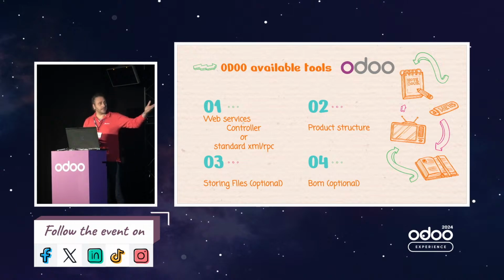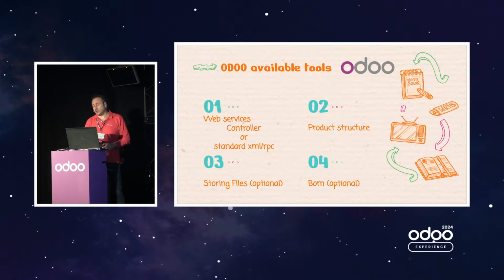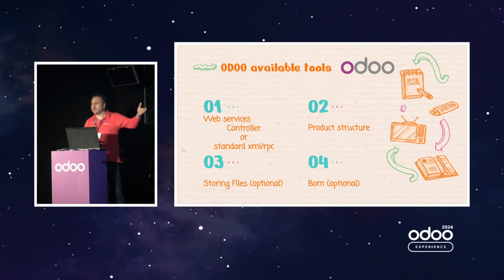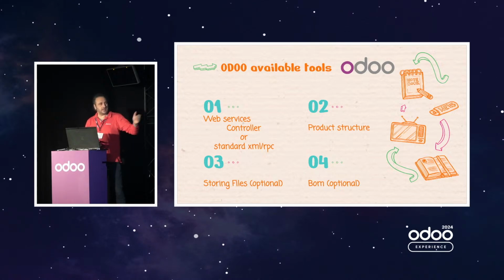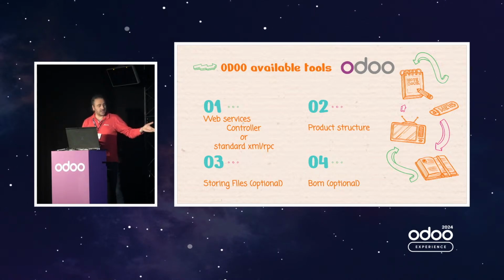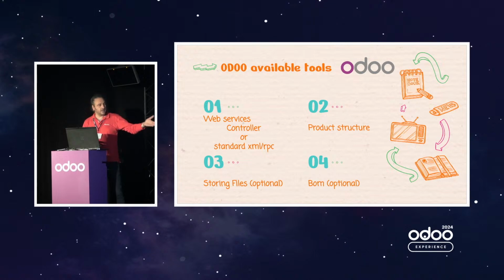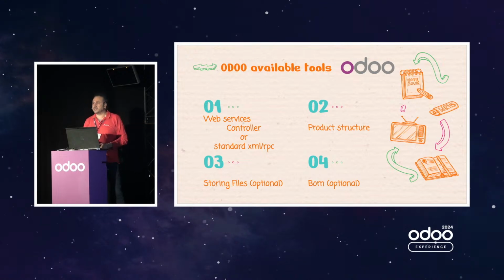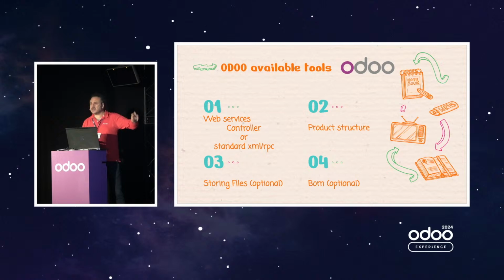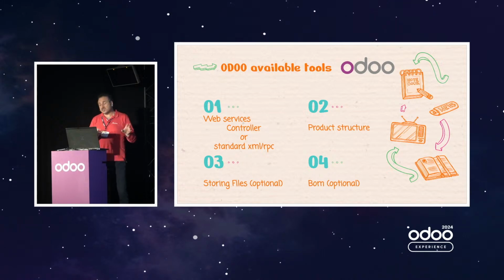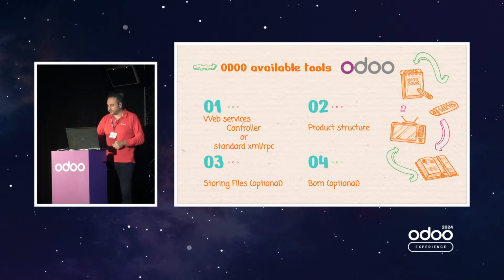Of course, what Odoo offers us is a product structure, a way in which to store products. We can optionally store files or also the bill of materials. So those ingredients are all used from this connection in order to exchange data.